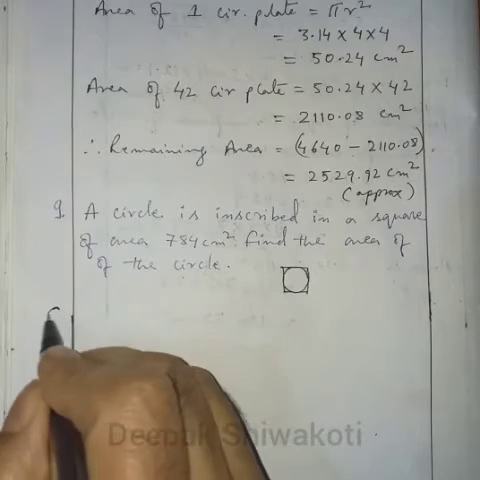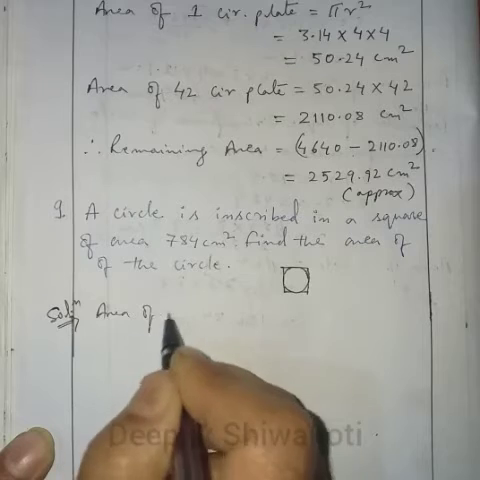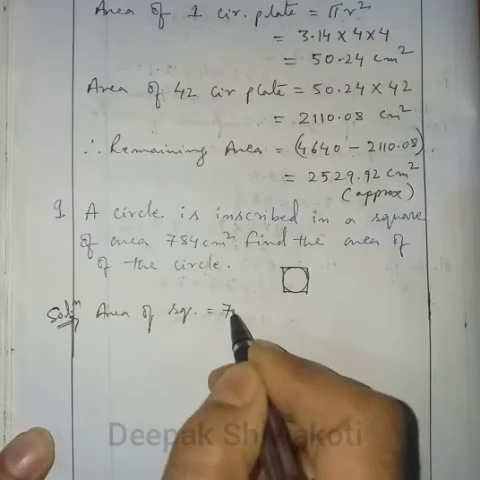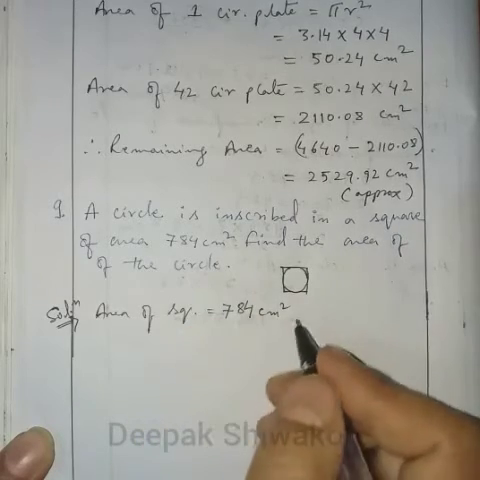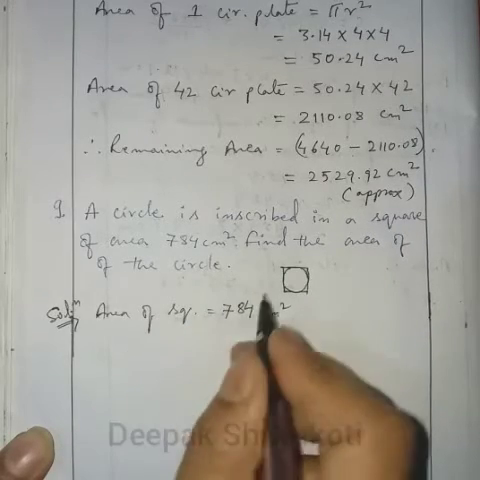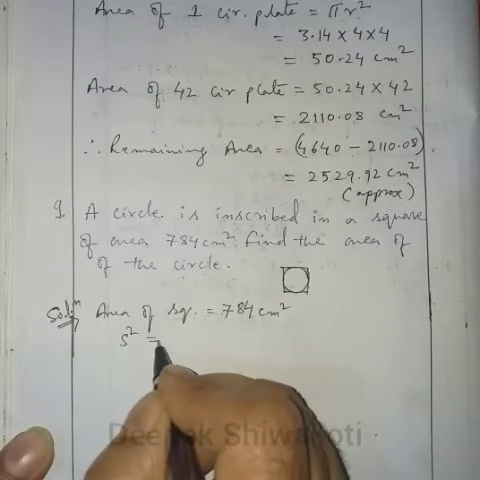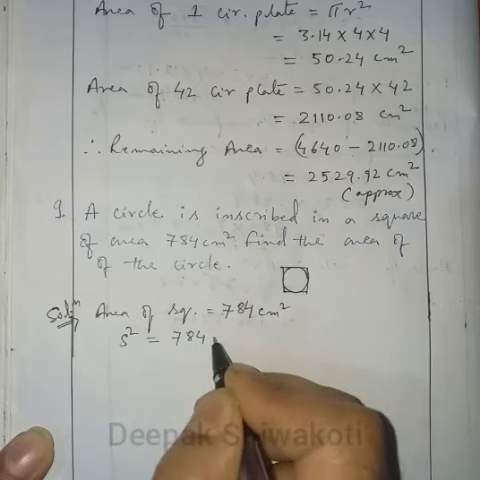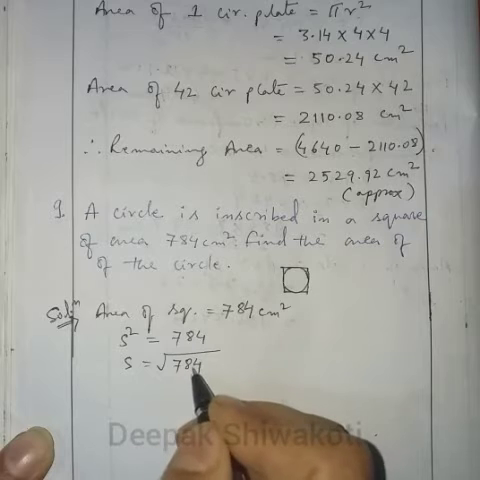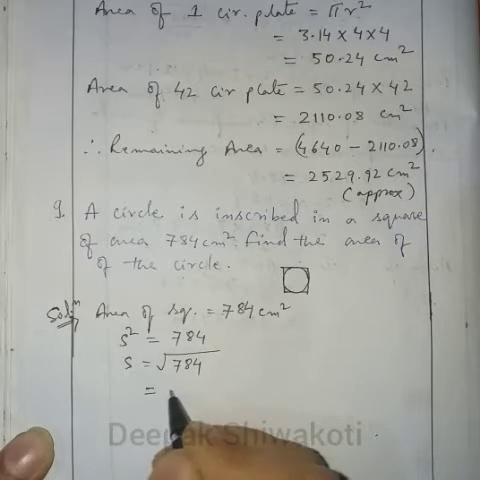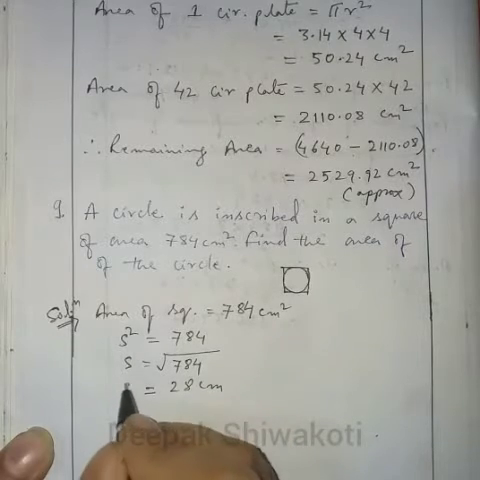So area of square is equal to 784 centimeter square. This is given in the question. Now from this we can find the side of the square. So side square is equal to 784. So side will be equal to the square root of 784. Factorize this and get the square root. So side will be equal to 28 centimeter.